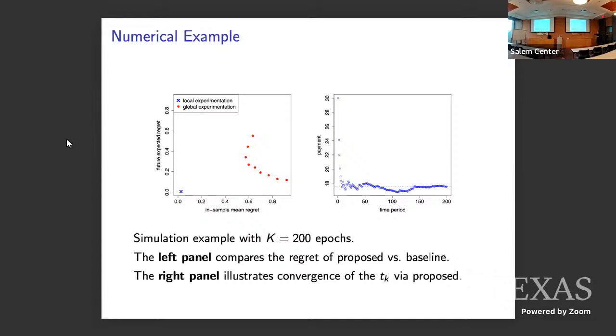So here we consider a simulation where there are 200 epochs, and you're trying to optimize a tax, and there are two things you might care about. A first thing you might care about is how well did you do in sample. So this is your in-sample regret. How much loss did you get during these 200 time periods relative to the best thing you could have done? And the second question you might ask is, what is the future expected regret after these 200 time periods? You pick an action that you're going to deploy from here on out. What's the loss you get there relative to the best thing you could have done?